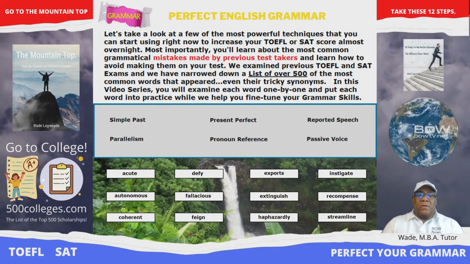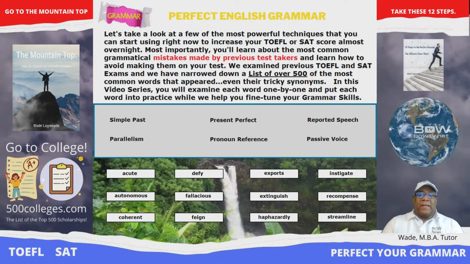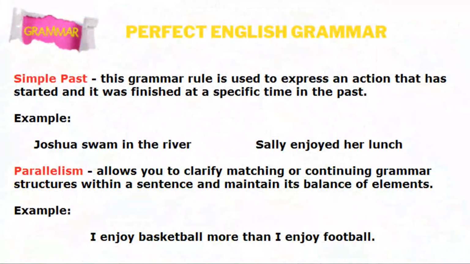We're going to be taking a look at simple past as well as parallelism. These are general grammatical rules, starting with simple past. This grammar rule is used to express an action that started and was finished at a specific time in the past. So we're looking at: Joshua swam in the river, or Sally enjoyed her lunch.